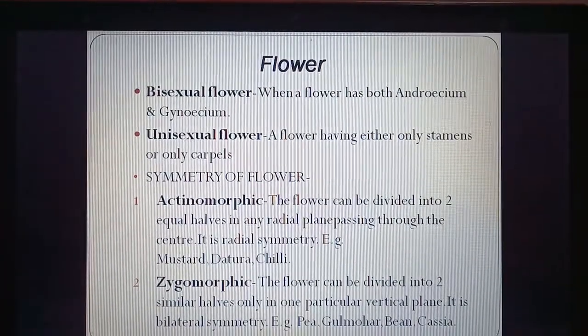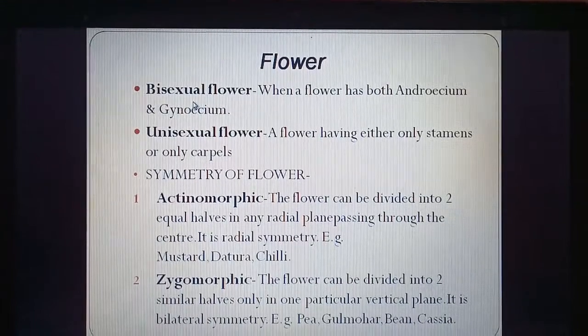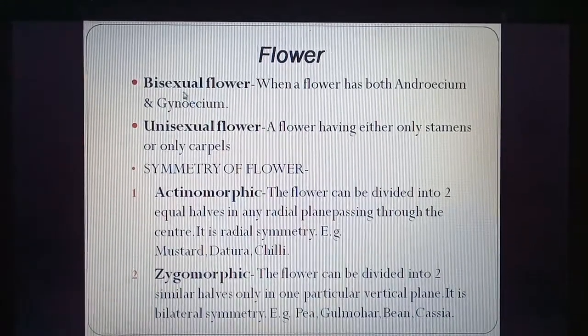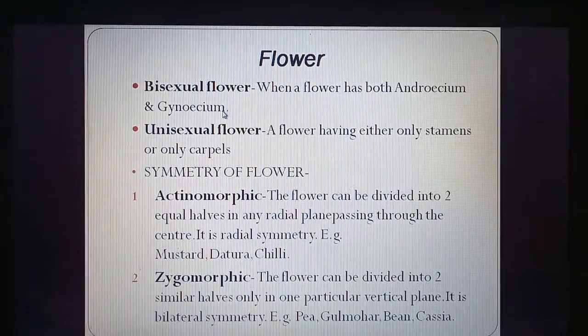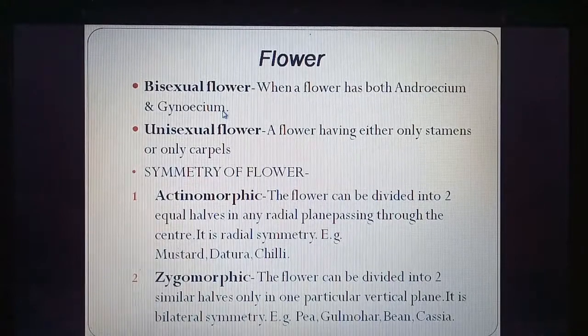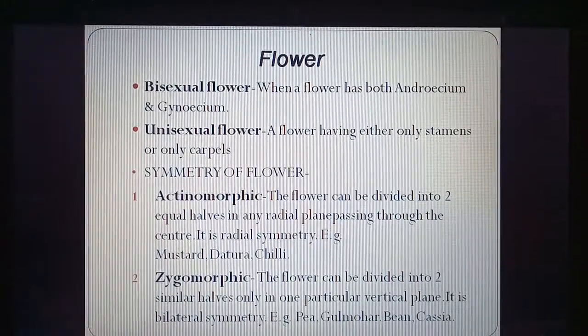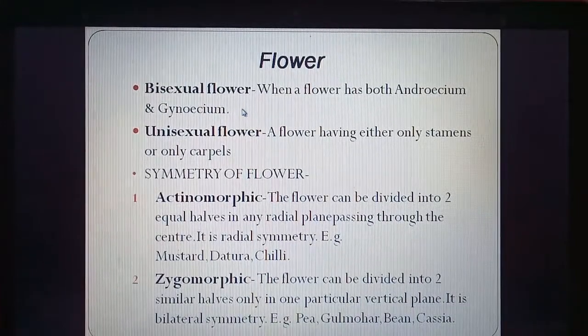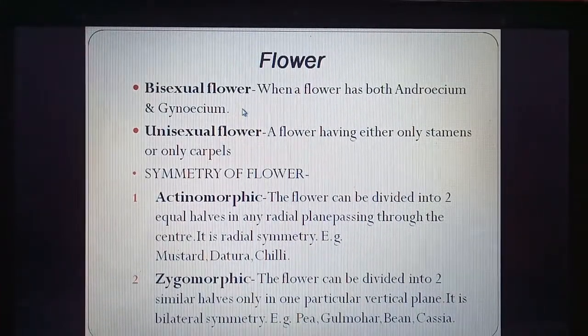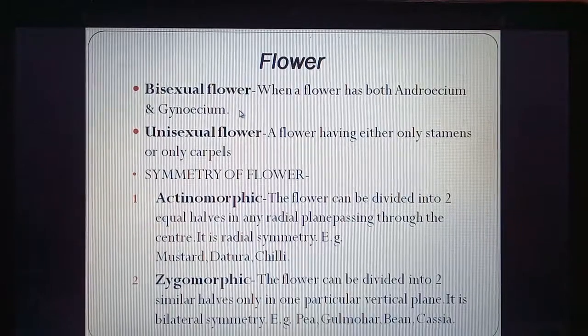Now there are certain terms related to a flower when we study the description. First is bisexual flower. So when a flower has both androecium and gynoecium, both the male and female parts on the same flower, it is called bisexual. Example, most flowers are bisexual like China rose or hibiscus, rose, etc.